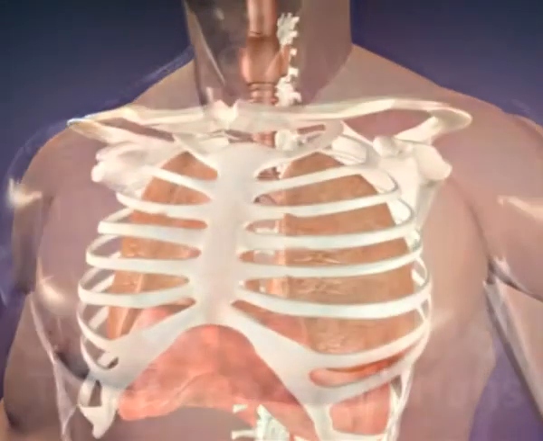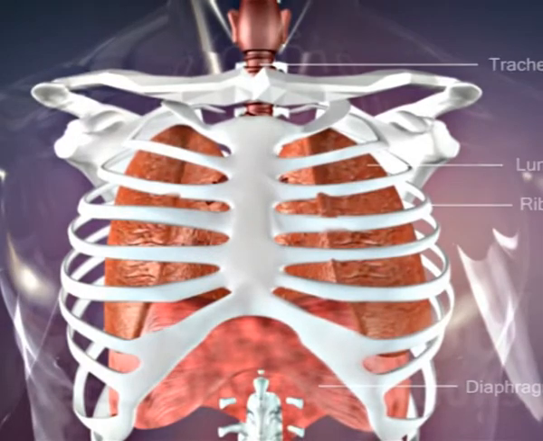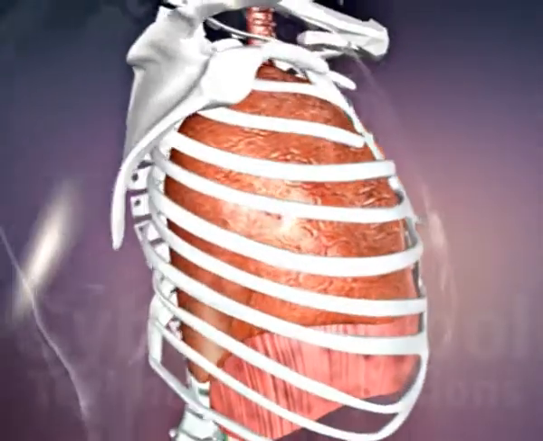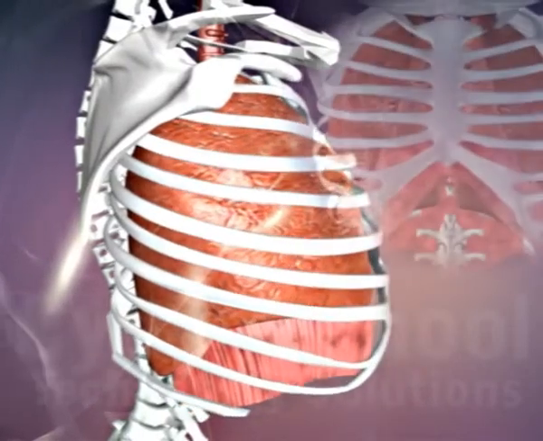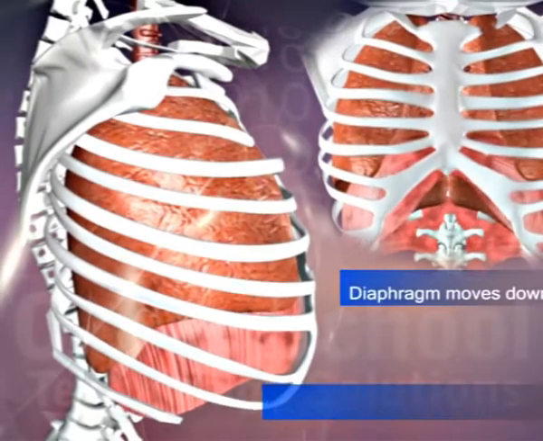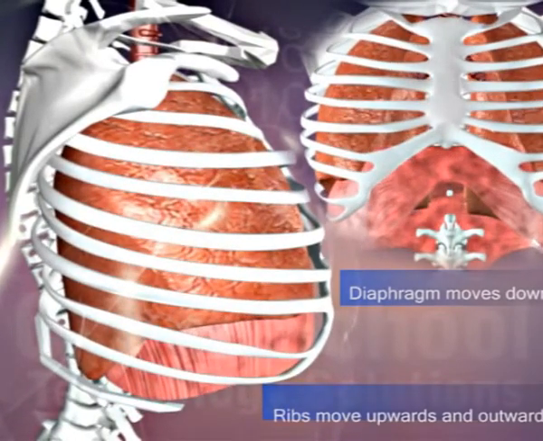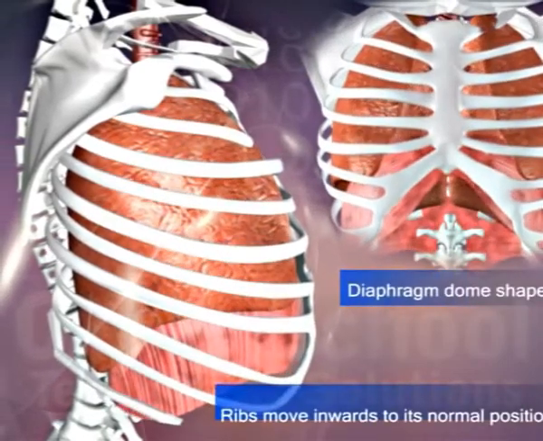During inspiration, air is taken into the lungs as the dome-shaped diaphragm contracts and moves downward, while the rib cage moves upwards and outwards. This increases the volume of the thoracic cavity and decreases the air pressure, causing air to move inwards. Expiration is the process of expelling air from the lungs.